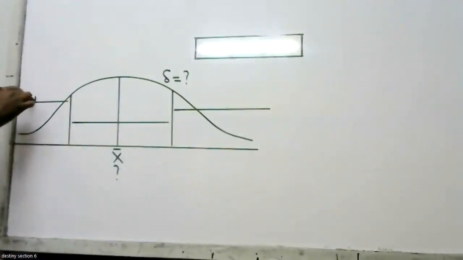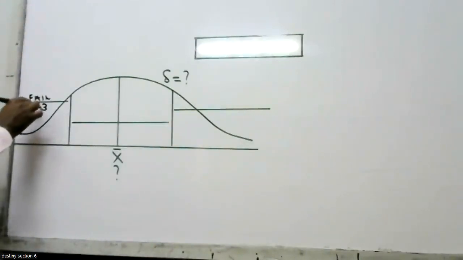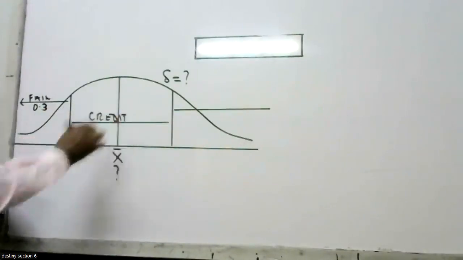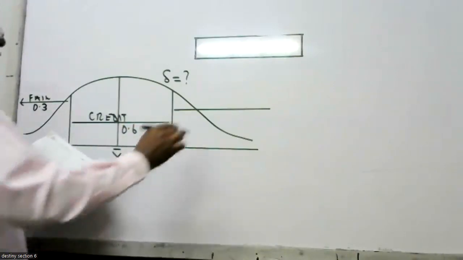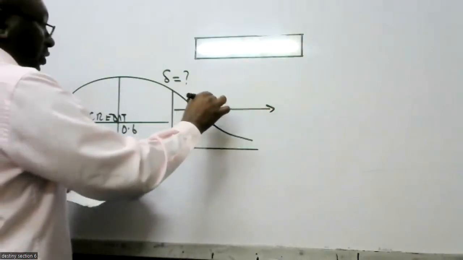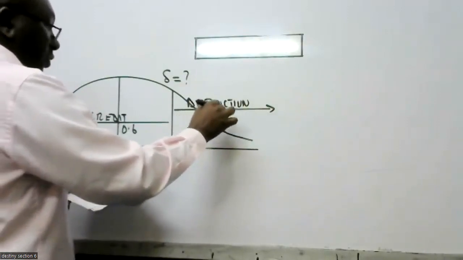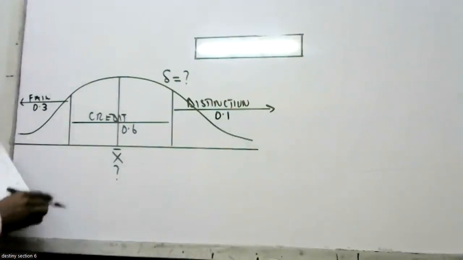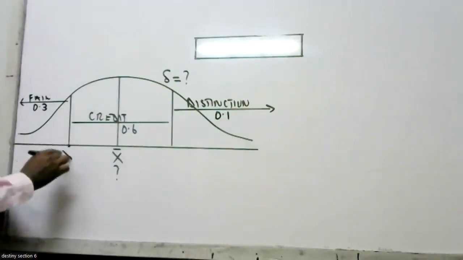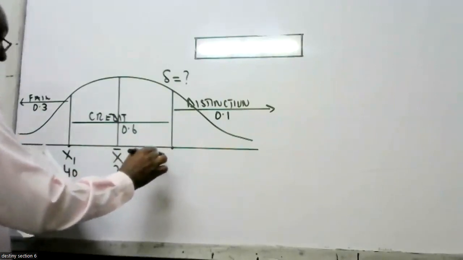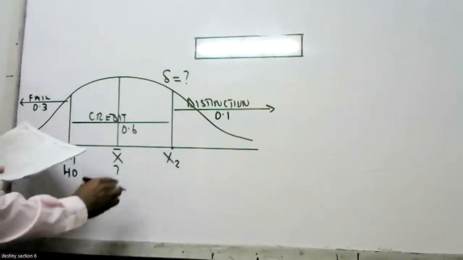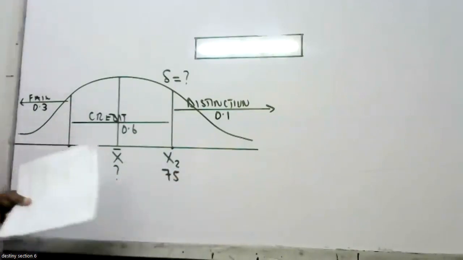So those who failed, we are told the percentage of those who failed is 0.3. And then we have those who passed with the credit. Those who got the credit, they are 0.6. And those who passed with the distinction, they are 0.1. And for you to fail, you must have scored less than. So our x1 here is 40. And for you to get a distinction, our x2 here is 75.